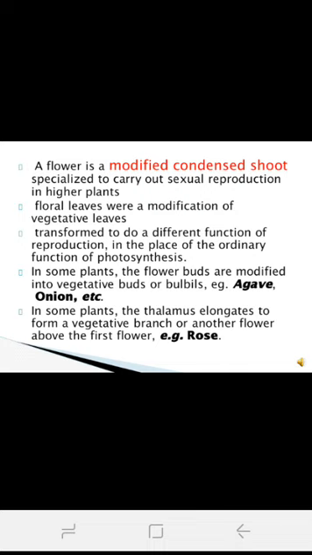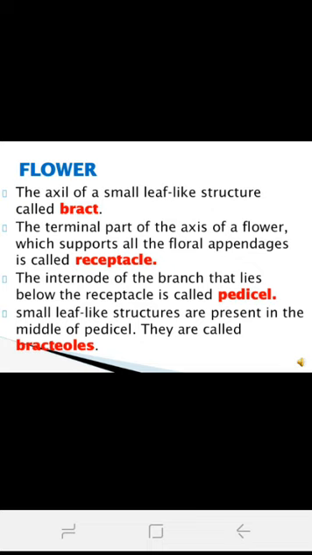Another view to support this is in the case of rose, where you can see the thalamus elongate to form a vegetative branch. Then the axil of a small leaf from which the flower arises is known as the bract. It is a small leaf-like structure from which the flower arises.